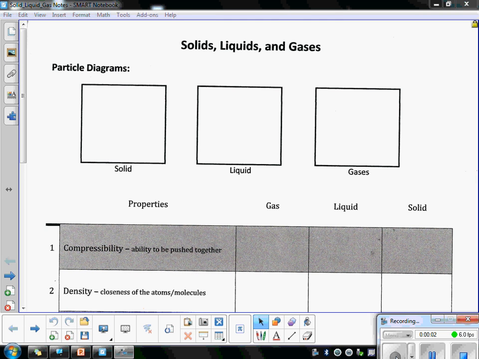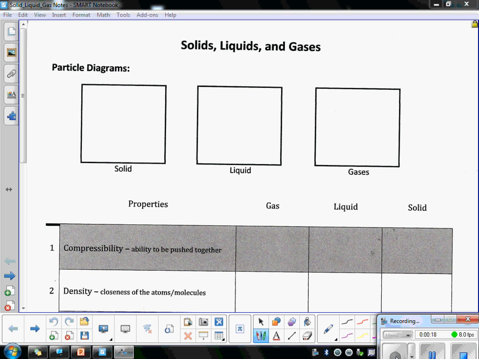This is the first of 2 videos on solids, liquids, and gases. Hopefully you have your notes printed out so that you can fill it in and follow along. So the first thing, just looking at solids and liquids and gases, let's just look at structurally what they look like.